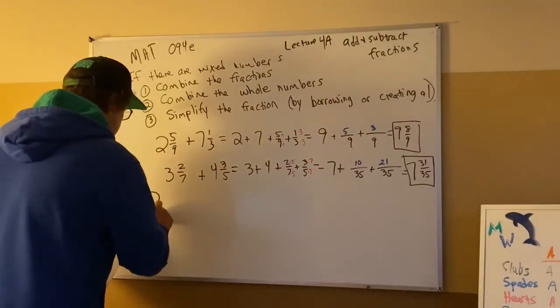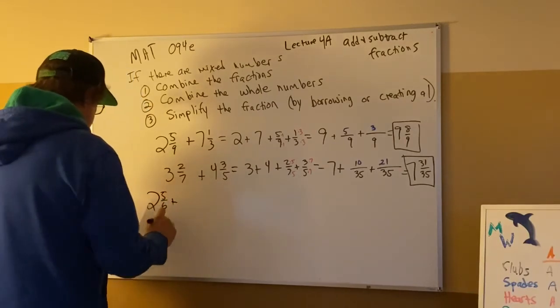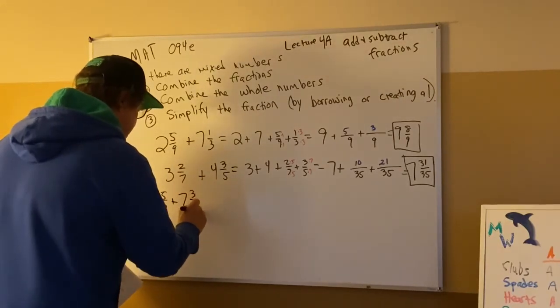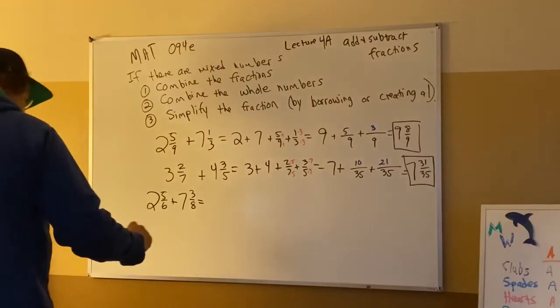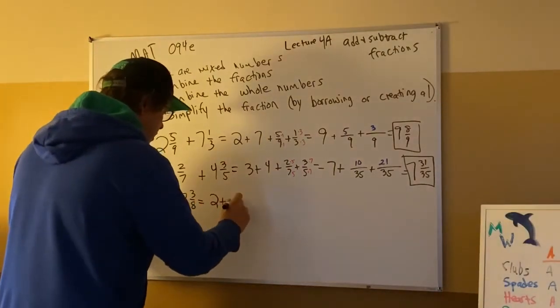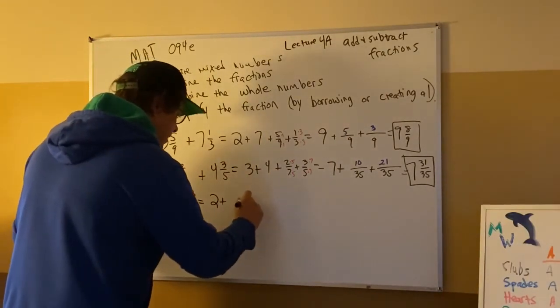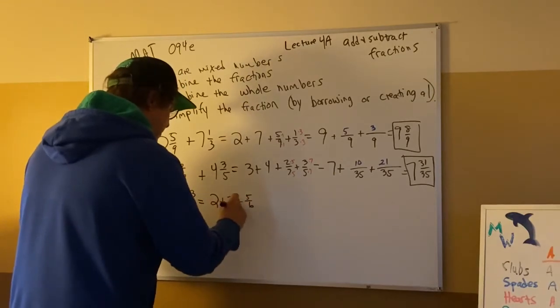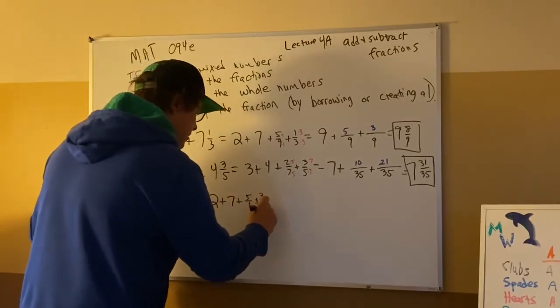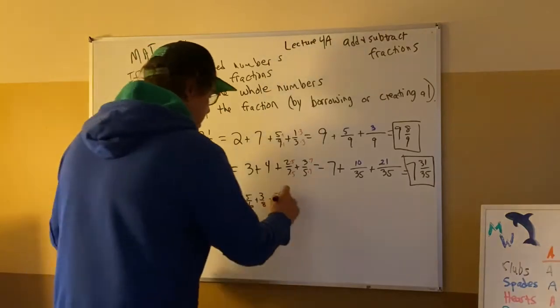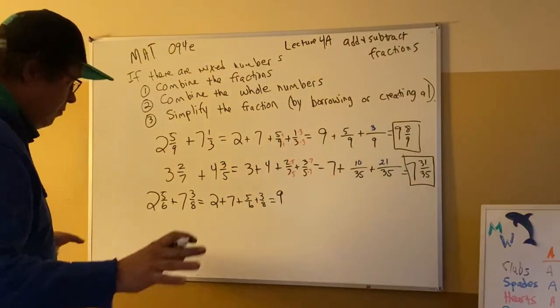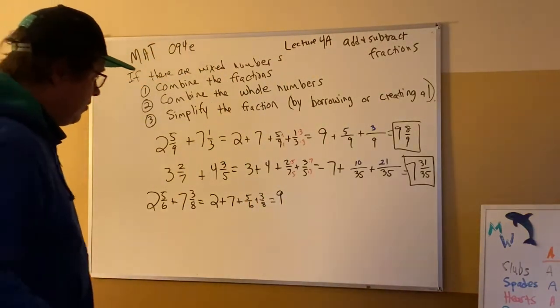All right, we got 2 and 5 sixths plus 7 and 3 eighths. So what do we have? We got 2 and we got 5 sixths. Back here we've got the 7 and here we've got the 3 eighths. 2 and 7 make 9. Whole number, done for now. And let's deal with those fractions.